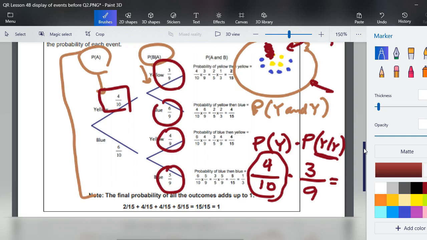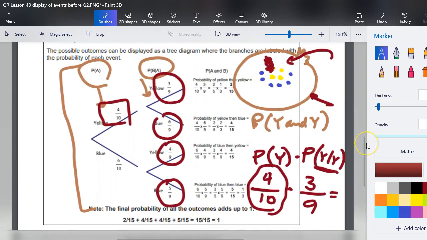4 out of 10 is the probability that we will get a yellow ball. But then once we do grab the yellow ball, we've got 9 in the bag, and only 3 of those are yellow. When we multiply these together, top times top, we get 12 over 90, and then we can start reducing, like 3 times 4 and 3 times 30. Let's do this again: 2 times 2 and 2 times 15. Well, the probability will be 2 out of 15.